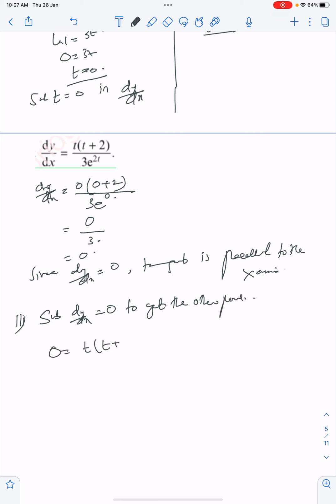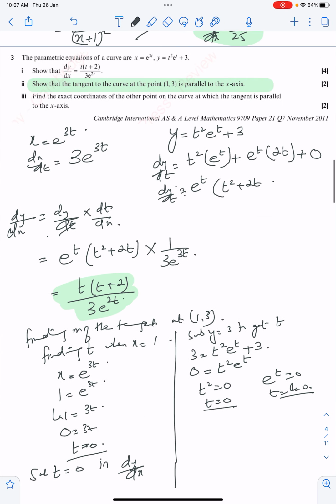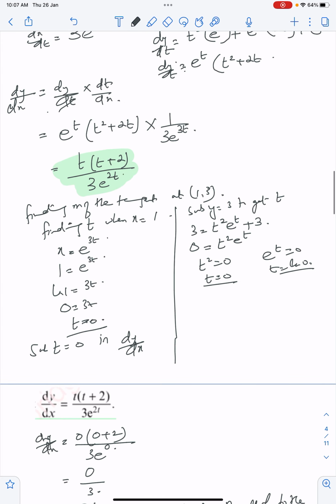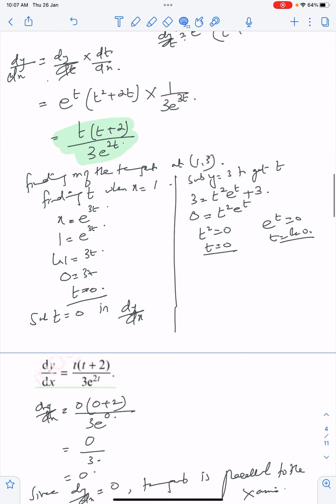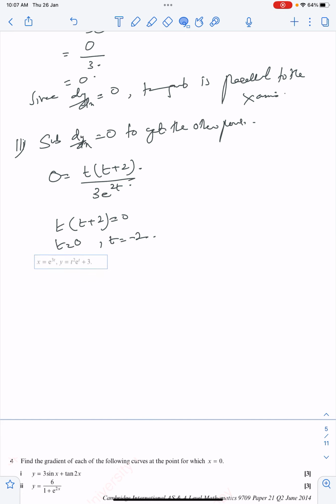0 equals t into t plus 2 upon 3e to the t. Cross multiplying, t into t plus 2 equals 0. So t equals 0 and t equals negative 2. If you plug in t equals negative 2 into x and y, we will get the value of the other coordinates. Substituting t equals negative 2 to get x and y.